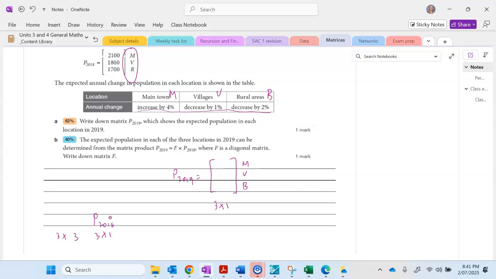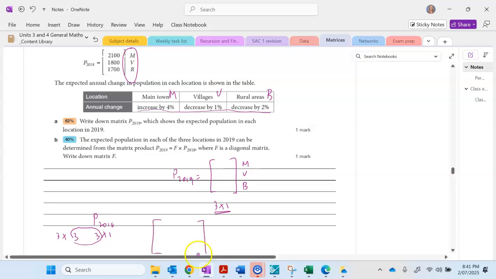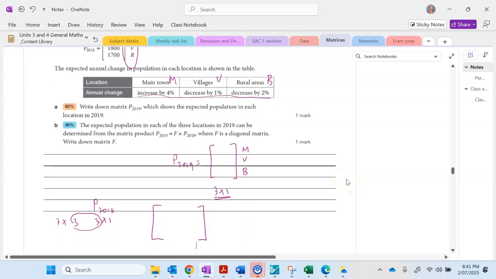To make sure we can multiply them, those two numbers have to be the same, and then the outside numbers have to equal this product. So that means the matrix that I'm multiplying it by is a 3 by 3 matrix. So we're going to have a big 3 by 3 matrix.